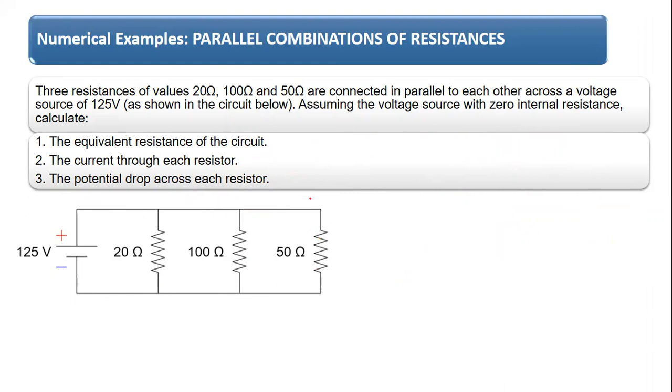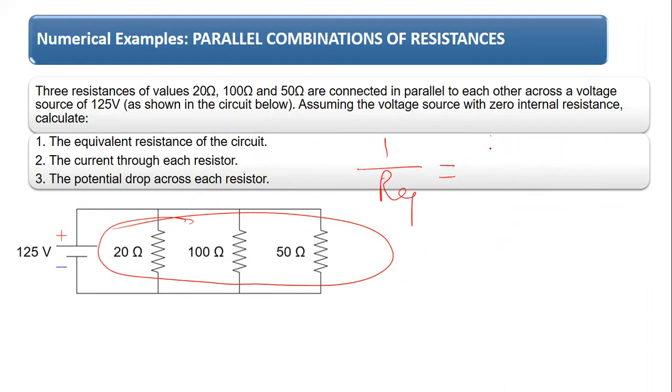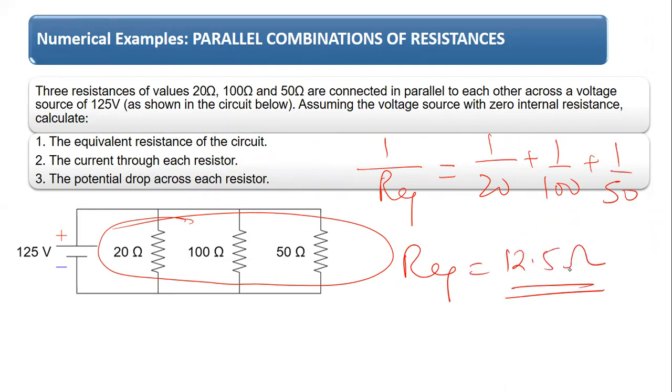Now, let us see this. If we have to find out the equivalent resistance, because all the resistances are connected in parallel to one another, so 1 upon R equivalent is equal to 1 upon 20 plus 1 upon 100 plus 1 upon 50, and this is equal to 12.5 ohm, right? So it is 12.5 ohm.